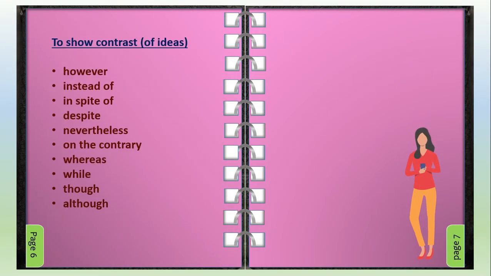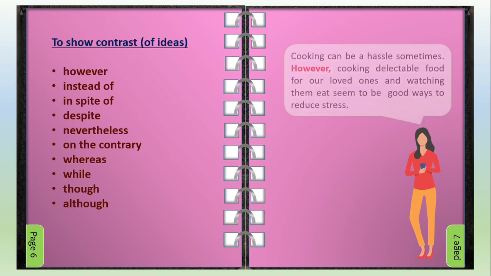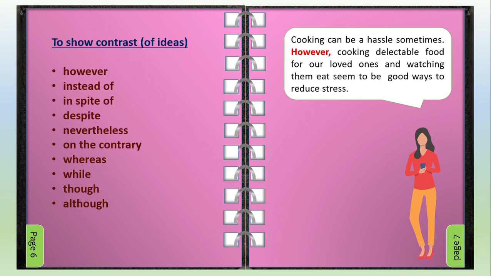To show contrast of ideas: however, instead of, in spite of, despite, nevertheless, on the contrary, whereas, while, though, although. Cooking can be a hassle sometimes, however, cooking delectable food for our loved one and watching them eat seem to be good ways to reduce stress. So, however, is actually the contrast of cooking can be a hassle.